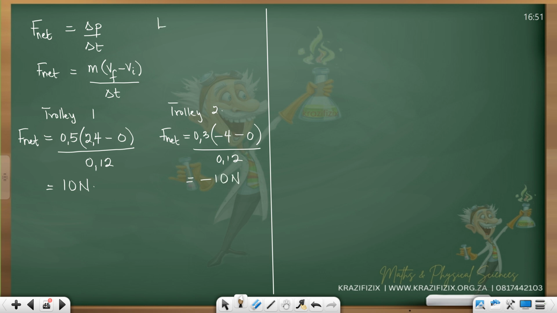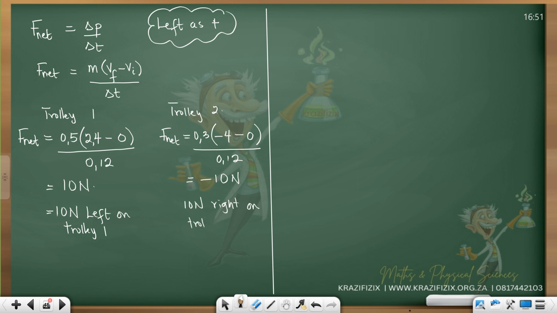Remember what we chose. We chose left as positive. So it means the spring, I want us to interpret this answer. The spring is exerting 10 newtons to the left on trolley 1, and 10 newtons to the what? Right. On trolley 2. That is why trolley 2 moves to the right. Did that make sense? Ahmad, did that make sense?